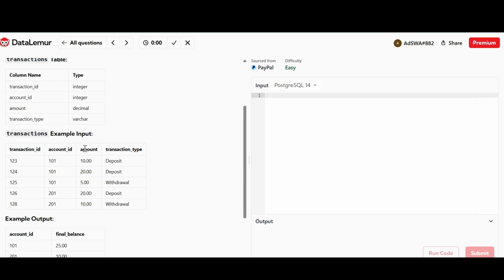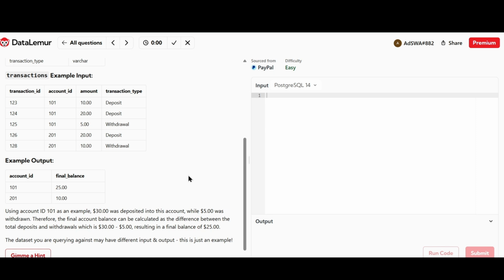Now in this question, since we are not given any extra table, there is no need to implement a join, so we are not doing the join here. And this is the final output table. We only have to show the account ID and the final balance. So how are we going to tackle this question?